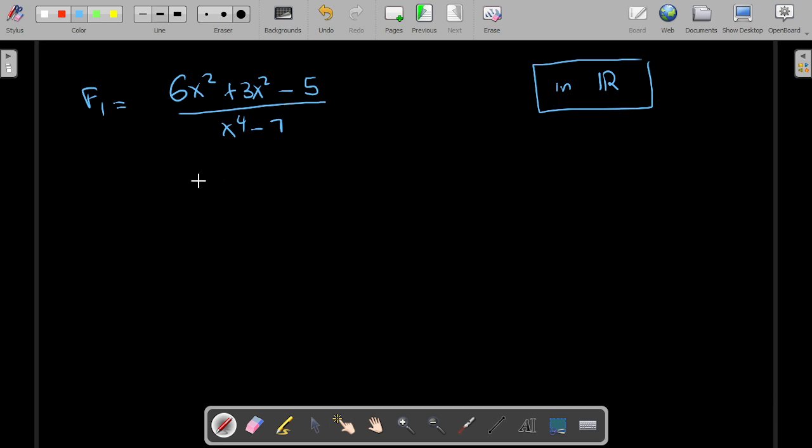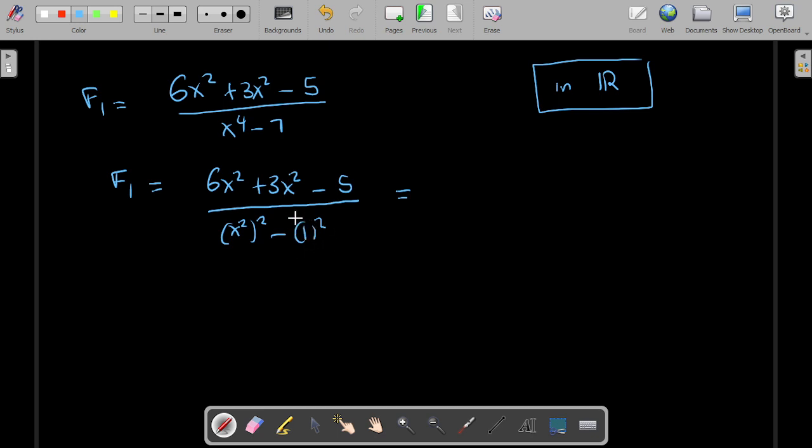Now in R we have that our F1 is going to be equal to 6x squared plus 3x squared minus 5. Now this is going to be divided by x to the power 4 minus 1, which can be written as x squared squared minus 1 squared. Here you can clearly see that we have a difference of two squares. So we're going to have 6x squared plus 3x squared minus 5, divided by x squared minus 1, and then x squared plus 1, like so.